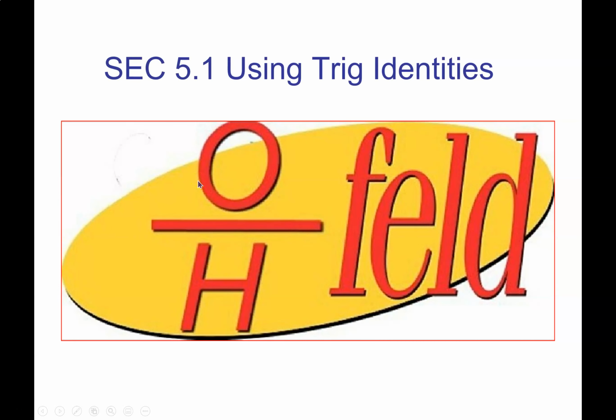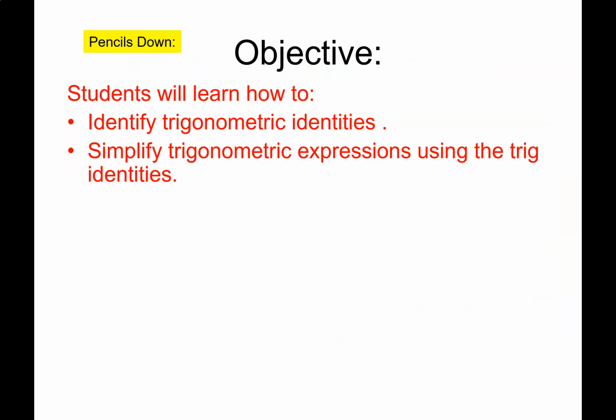All right, today we're going to work on section 5.1 using trig identities. This is going to be very important. It's going to be some of the stuff that we did in the past that'll come back, and then we're going to add some new identities as well. All right, the objective. Students will learn how to identify trigonometric identities and simplify trigonometric expressions using trig identities.